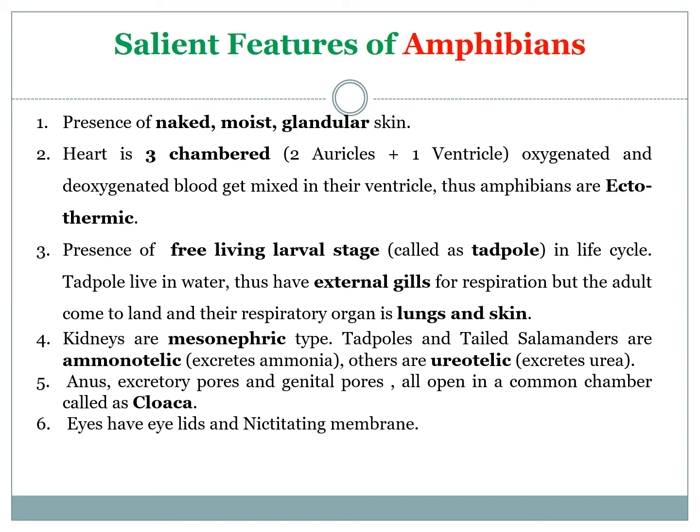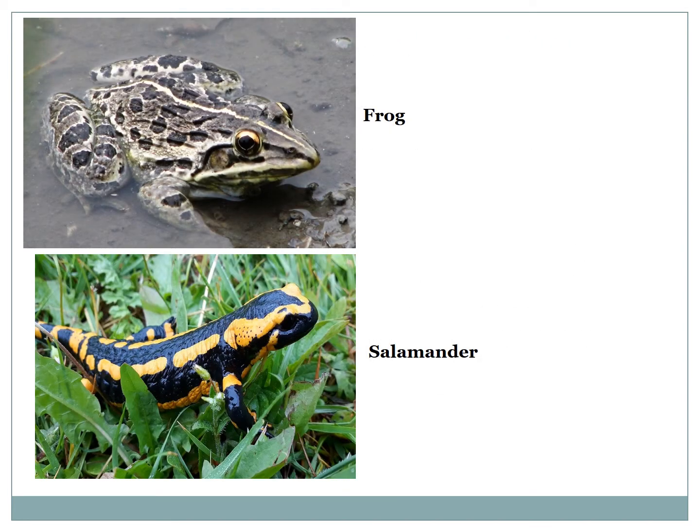Their anus, the excretory pore and the genital pore, all of these three open in a common chamber called the cloaca. The eyes have eyelid and nictitating membrane. Both are functional. They have 10 pairs of cranial nerves arising from their brain. Here are two examples.